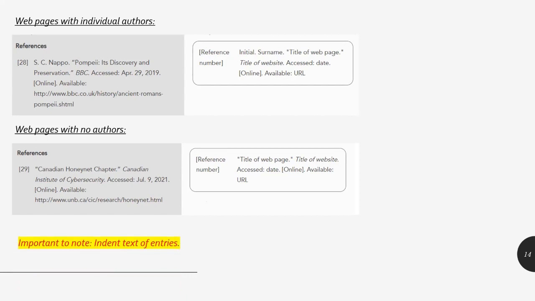So it is important to note the indent text of entries. As you can see, first you have the reference number, which is on the left-hand side, followed by the information. And as you can see, the information is written one line under the other. So you have to set up your indent text so that the information is produced in that similar indentation.